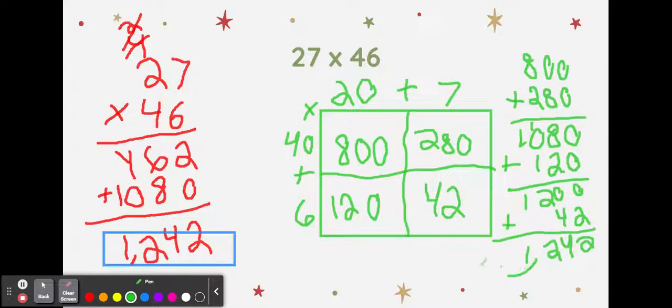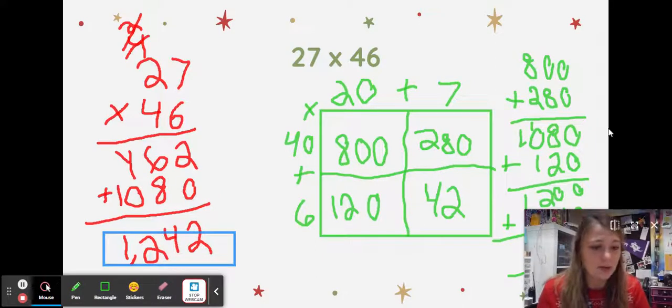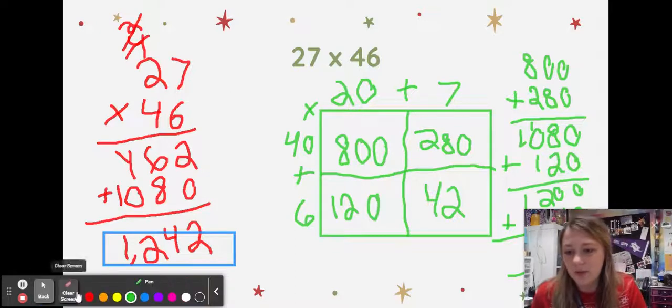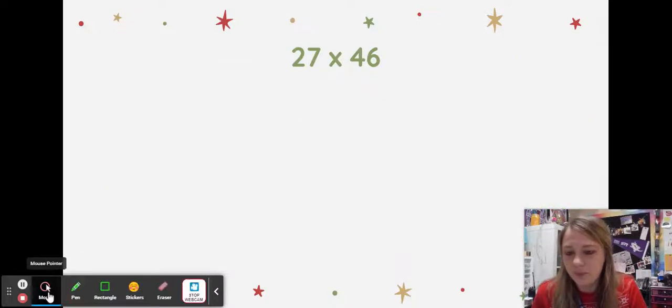That is an absurd comma. I am not getting any better at this whole drawing on my screen thing. All right, let's remember to clear our screen this time.